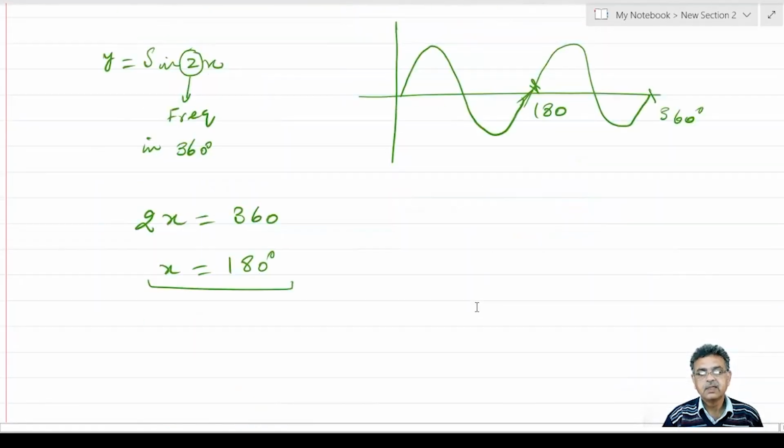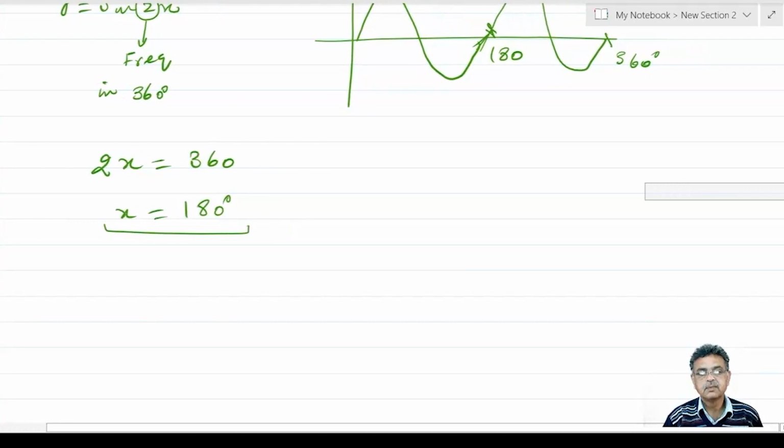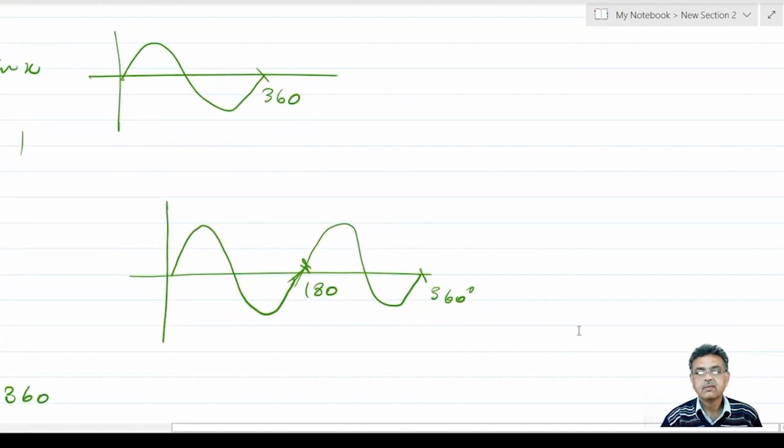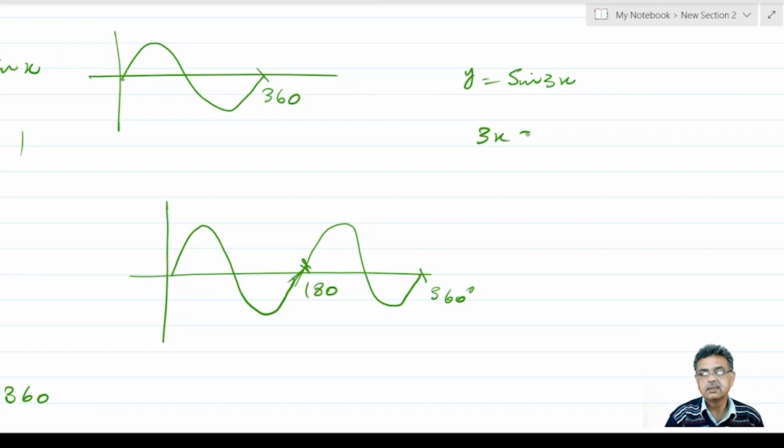Similarly, if it is 3x, y is equal to sine 3x, then place 3x equal to 360 degrees, then x is equal to 120 degrees.